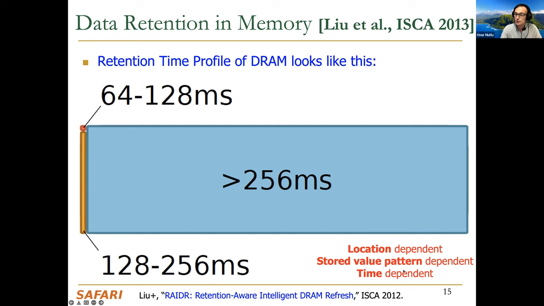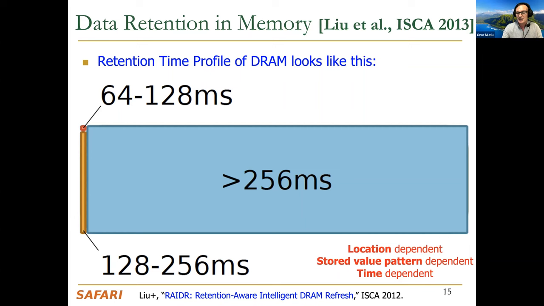It's also very much dependent on stored values, which values are stored in this cell as well as the surrounding cells, because that affects the charge leakage out of the cell. This also very much depends on time. There are some quantum-like effects that cause the retention time of a cell to change suddenly because of, again, quantum-like interactions in the circuit. This is called a variable retention time phenomenon in DRAM. So it's actually not an easy problem to exploit this phenomenon.